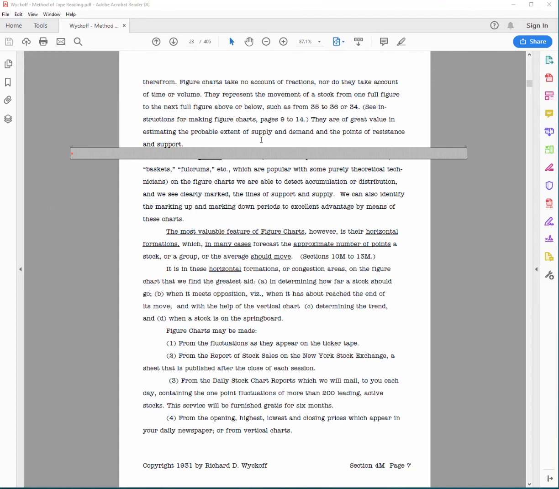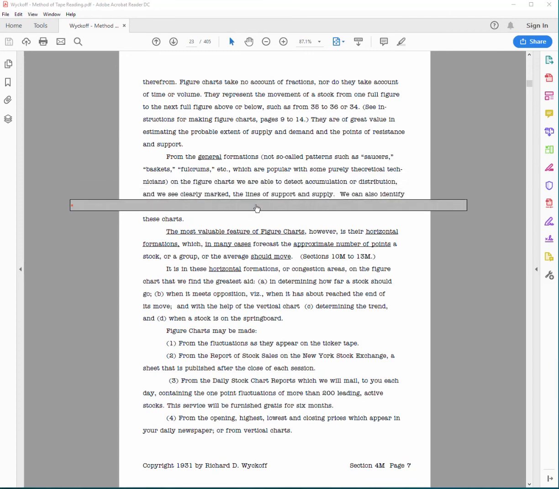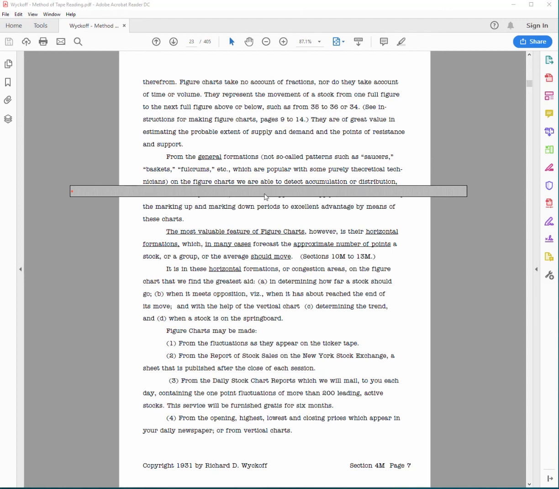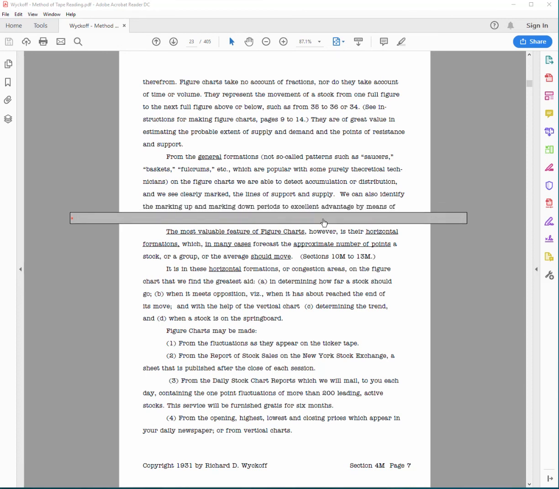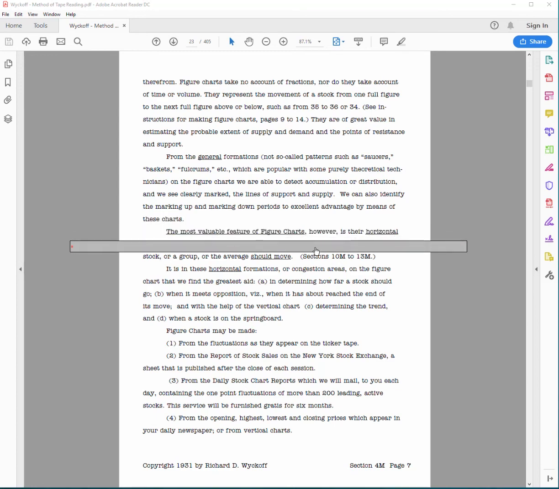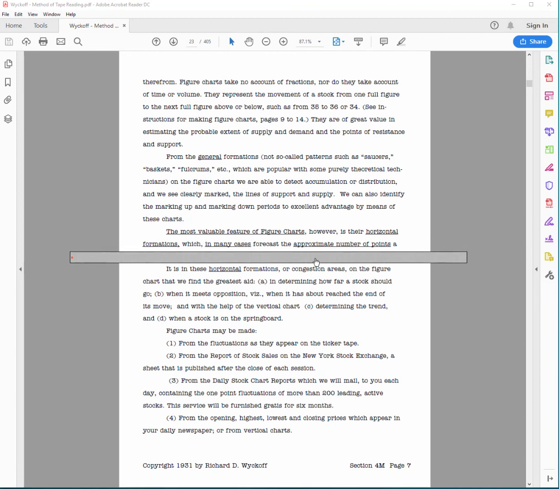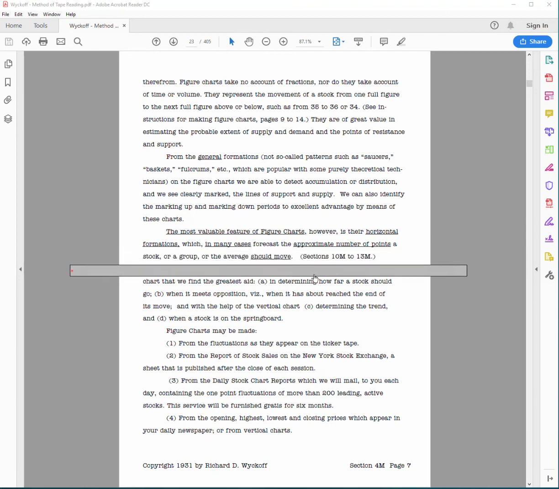So we are able to detect accumulation or distribution using figure charts. We see clearly marked the lines of support and resistance. We also identify markup and markdown. The most valuable feature of figure charts is the horizontal formation, which tells you a guesstimate of how much the move is going to go. So again, let's just sum all of this up.